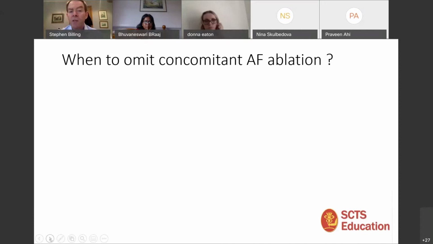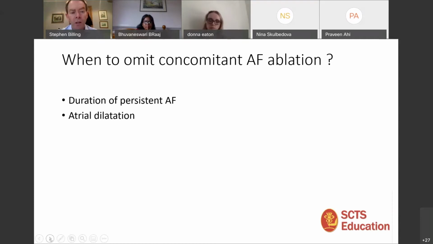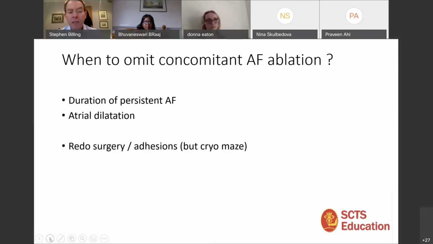So the question comes, when do you omit it? We've got some bullets here, please. So I think if they've had very long-standing persistent AF, it's well documented the results of ablation are worse. If the atria are markedly dilated, again, the results are less good. In redo surgery or in the presence of adhesions for some other reasons, I think a standard Cox maze becomes hazardous. I certainly would not pass a clamp behind the left atrium. It is still possible to do a cryo maze and conduct all the lesions with cryotherapy. It is more time consuming, but possible. Next, please.